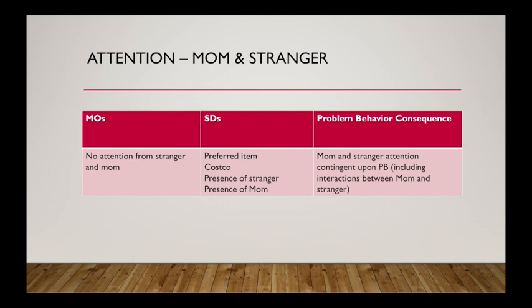This next condition will test for the combined function of attention from mom and the stranger. The MO will be no attention from either stranger or the mom, although they are both in the proximity. If the problem behavior occurs in this condition, both mom and the stranger will provide attention to the child and will also provide each other with attention.